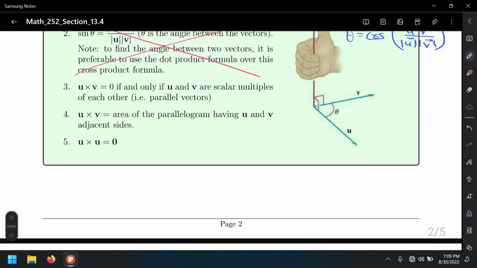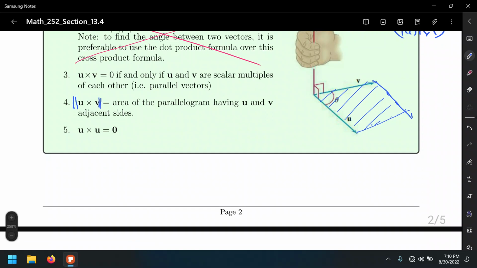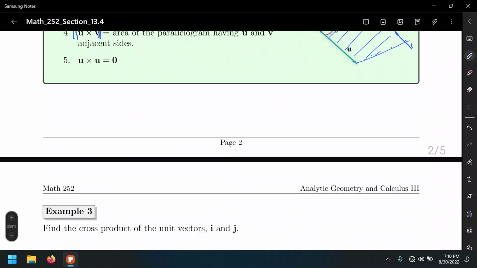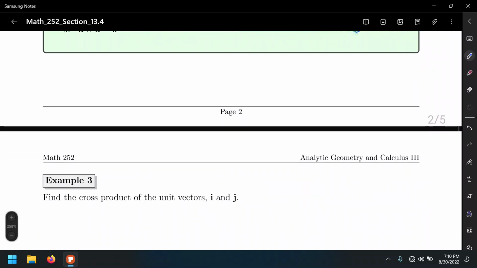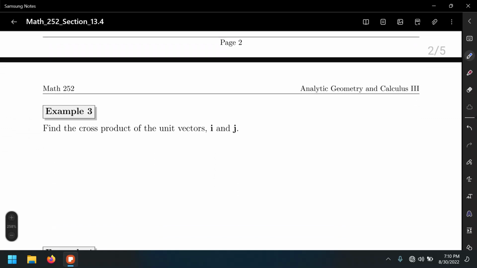Actually, in this case, I forgot the absolute value bars. Well, it's not absolute value, it's the magnitude. The magnitude of the vector that we obtain will give us the area of the parallelogram spanned by these two vectors. For example, this area right here is the magnitude of that cross product. Okay? And we already saw that the cross product of a vector with itself is the 0 vector.